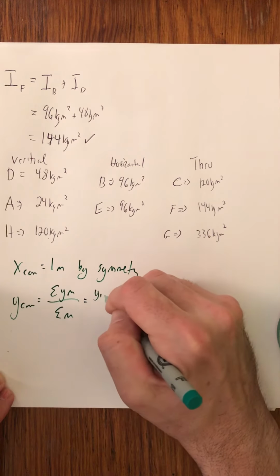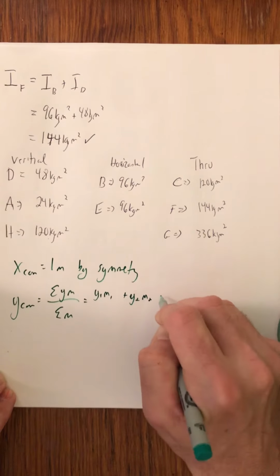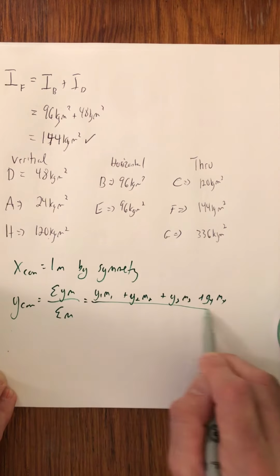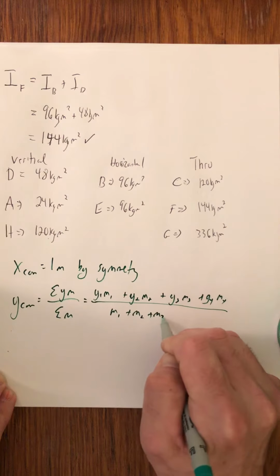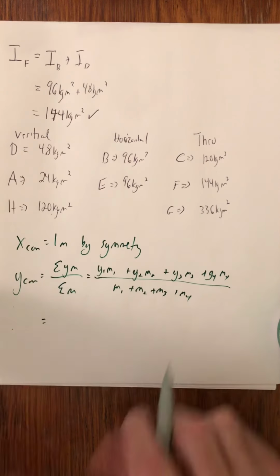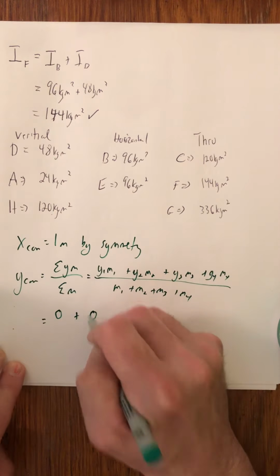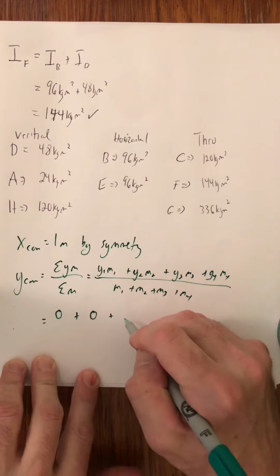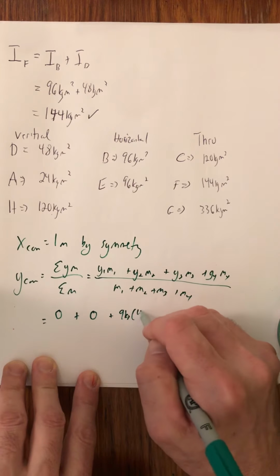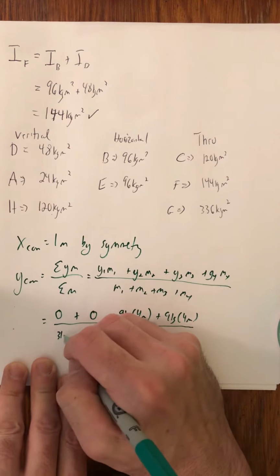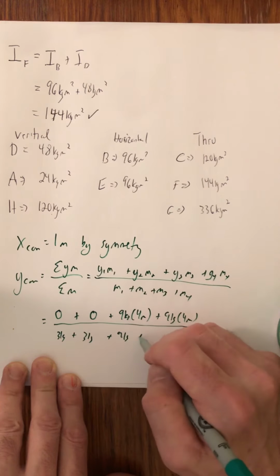So y1 m1 plus y2 m2 plus y3 m3 plus y4 m4, all over m1 plus m2 plus m3 plus m4. Sorry, my handwriting has gotten terrible there. The La Croix can is right there, and I didn't want to knock it over. So I'm going to move this over a little bit more. So notice the first two terms zero out, but I'm still going to have them there just so I don't forget to put the masses in the bottom. Plus 9 kilograms times 4 meters plus 9 kilograms times 4 meters, all over 3 kilograms plus 3 kilograms plus 9 kilograms plus 9 kilograms.